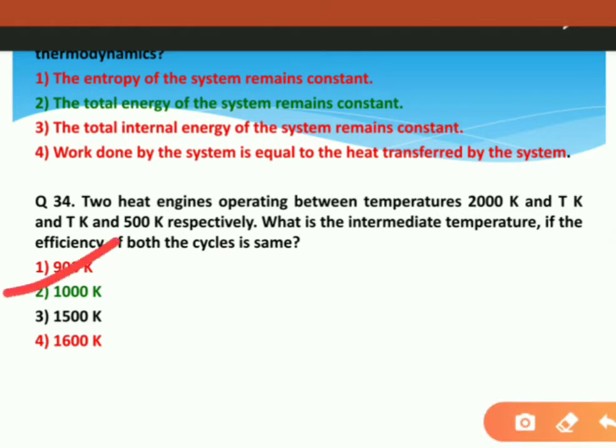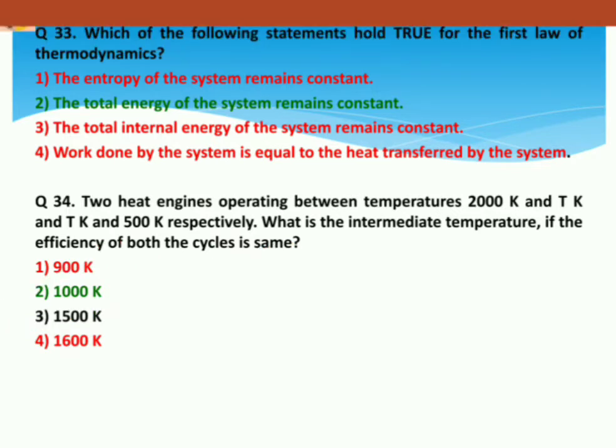Here option 2 will be the correct answer, not option 3. It's 1002. Option 2 will be the correct answer. Let's proceed to next question.